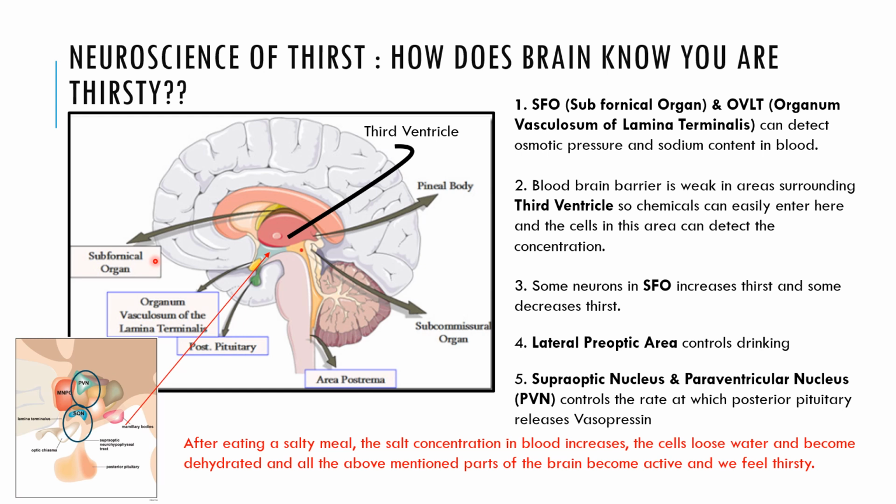Now, the part of the brain which controls the drinking is the lateral preoptic area. And then you have this area here, which is enlarged, which contains the supraoptic nucleus and the paraventricular nucleus. These two control the rate at which the posterior pituitary releases the vasopressin. So when we eat a salty meal, the salt concentration in the blood increases, and then the cells lose water and become dehydrated. At that time all these different parts become active and we feel thirsty.